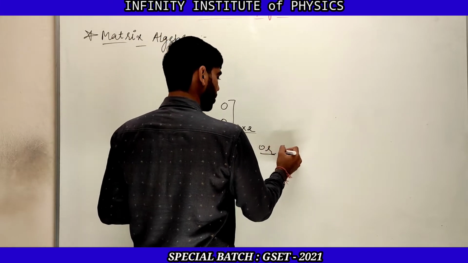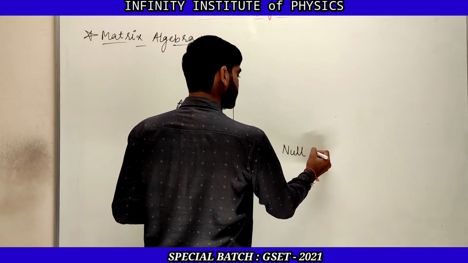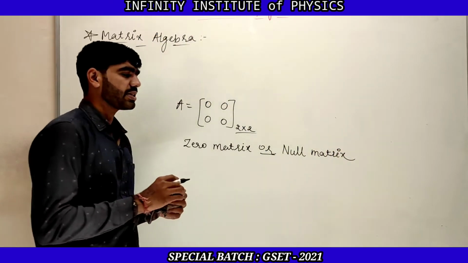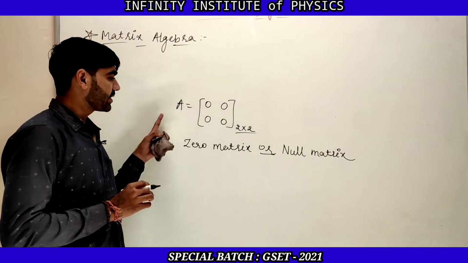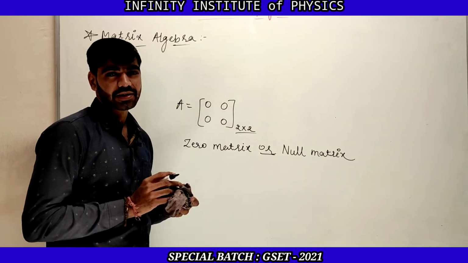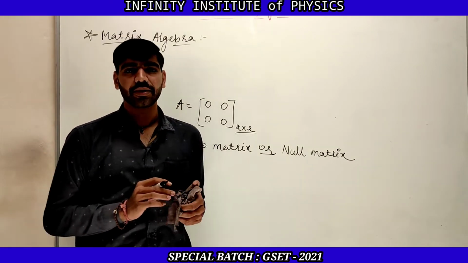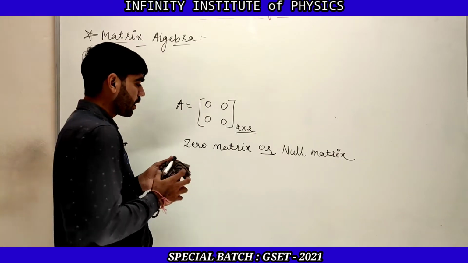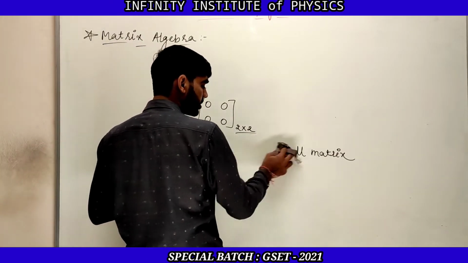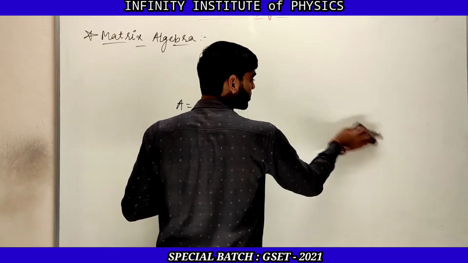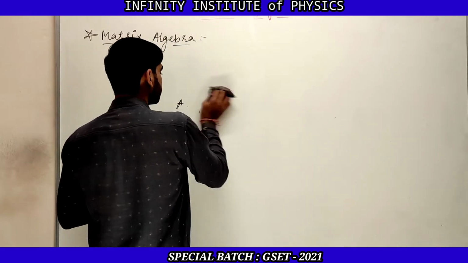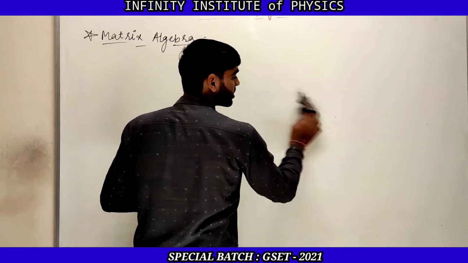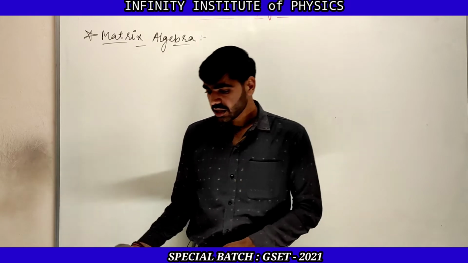You can say it as a zero matrix, or you can say it as a null matrix. So a matrix is said to be a zero matrix or null matrix if each entry of the matrix is 0. Otherwise, if one of the entries is not equal to 0, then we can't say it is a zero matrix. So for a zero matrix, each entry should be 0. Then and only then we can say it is a zero matrix.